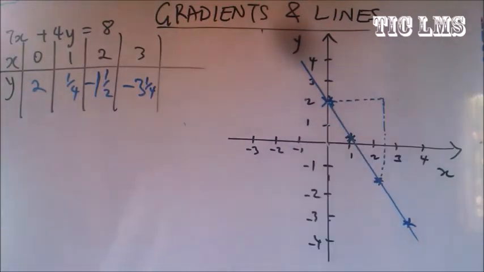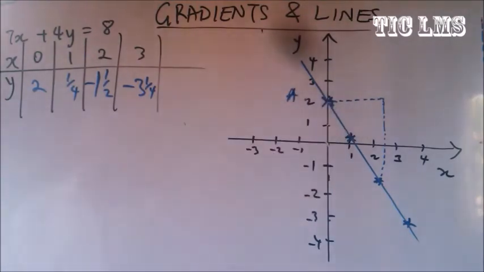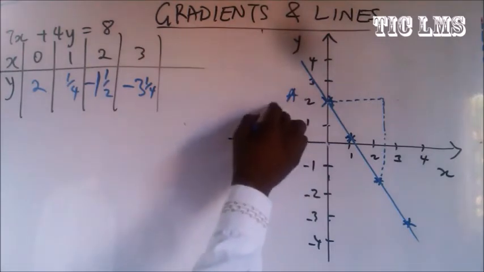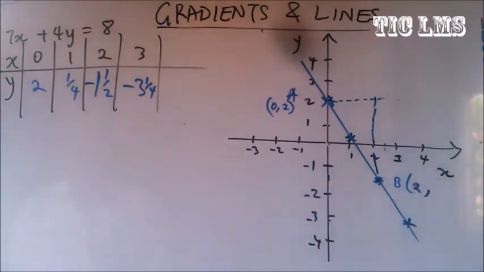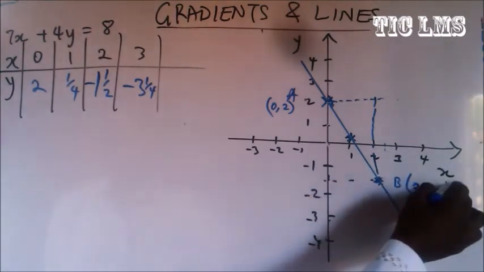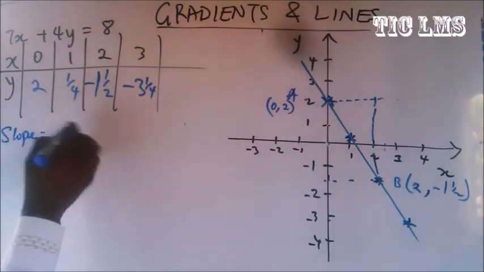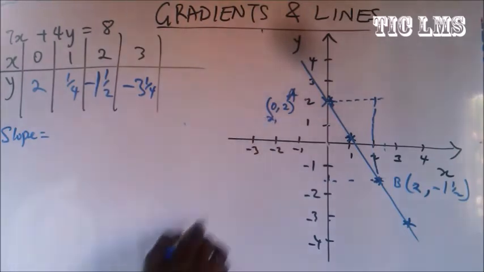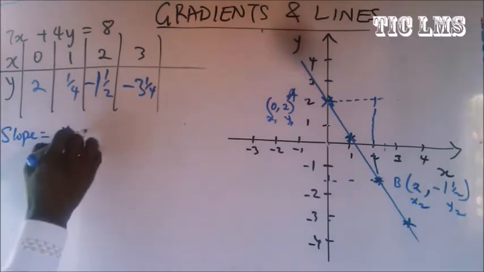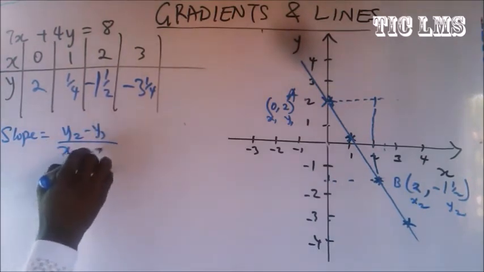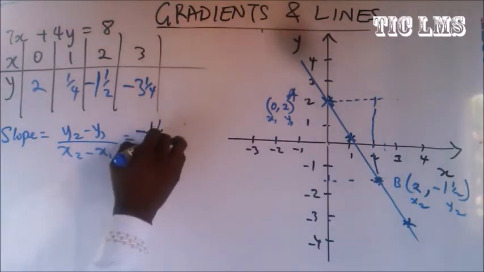Let's call this point A. At point A the coordinates are 0, 2, and at point B the coordinates are 2, minus 1 over 2. So our slope is equal to the change in y over the change in x. Here is x1, y1, and this is x2, y2. So we have y2 minus y1 over x2 minus x1. Here, y2 is minus 1 over 2.